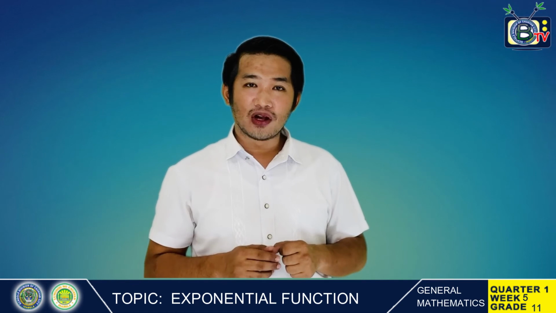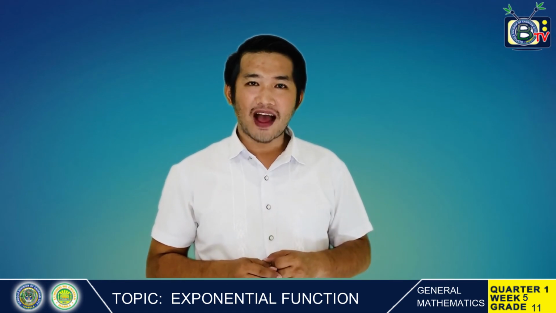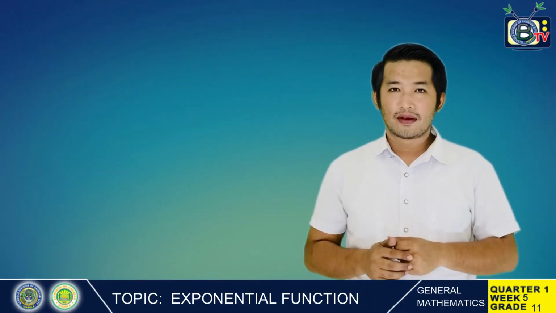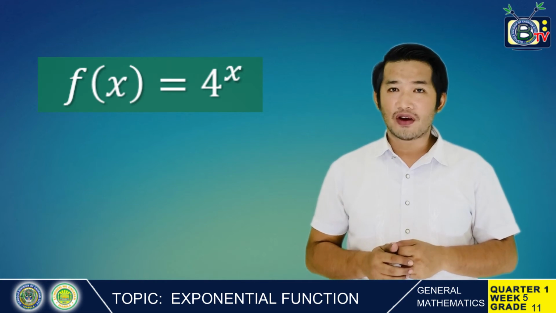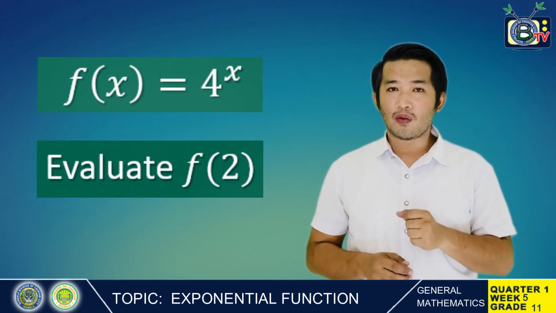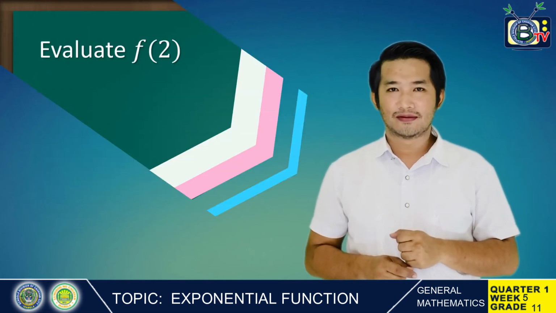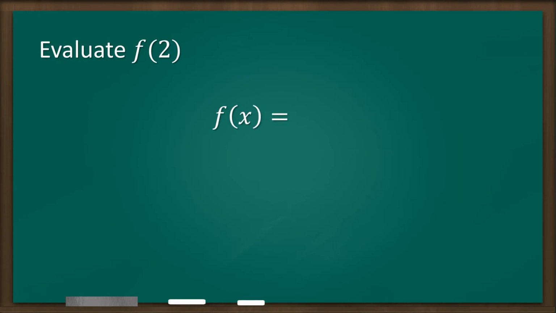Let's have an example of the evaluation of exponential function. If function of x is equal to 4 raised to x, evaluate function of 2. First step is to write the original function, and that is f of x is equal to 4 raised to x. Evaluate function of 2, that is 4 squared, that is equal to 16.